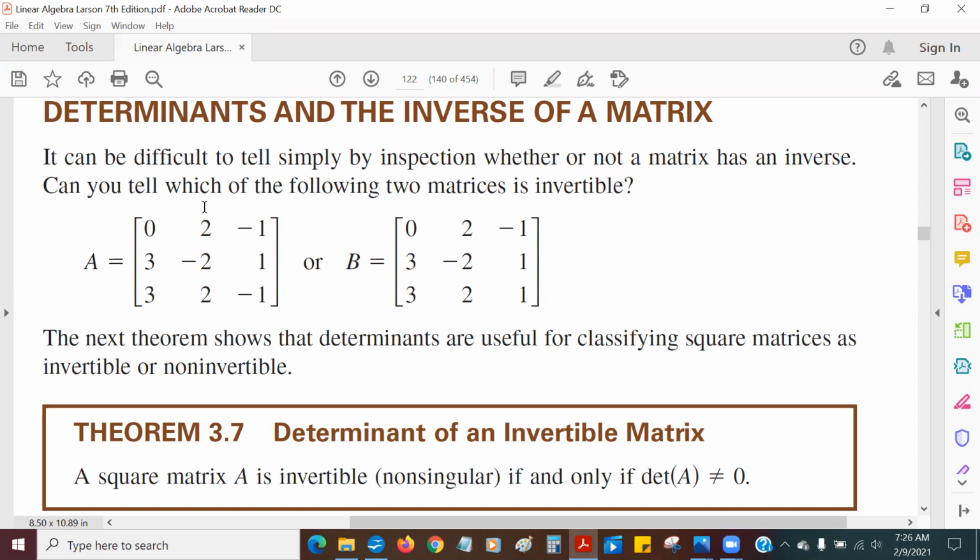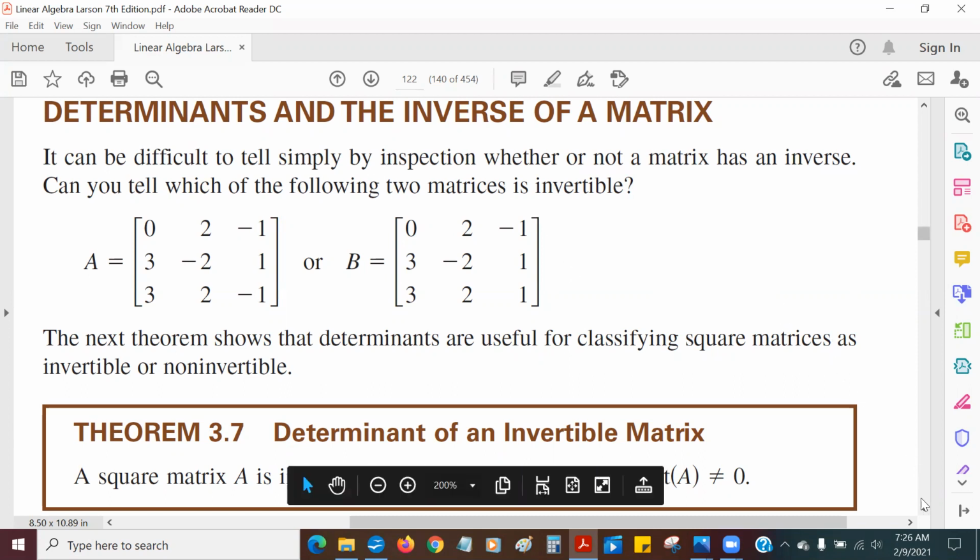B, on the other hand, I would actually have to figure it out, because I don't see a very quick, simple way to eliminate a whole row or column. Anyway, let's first figure out this theorem.